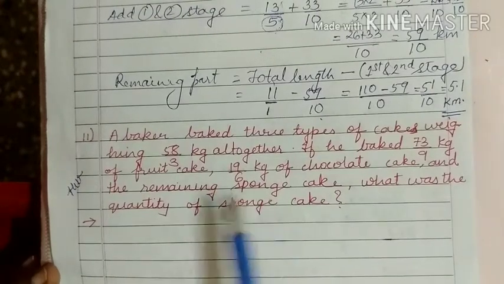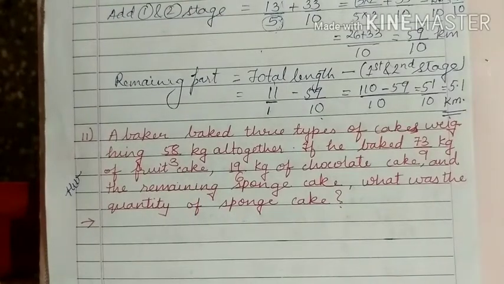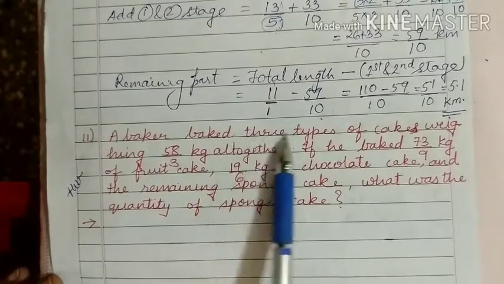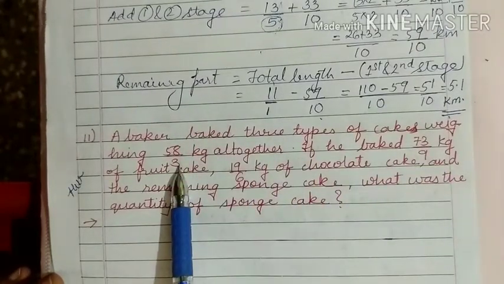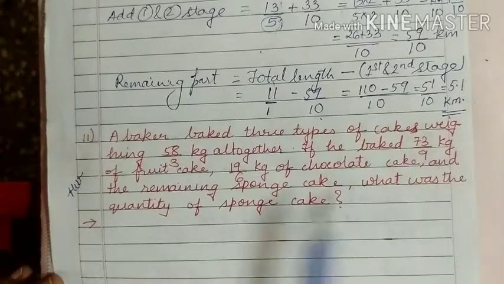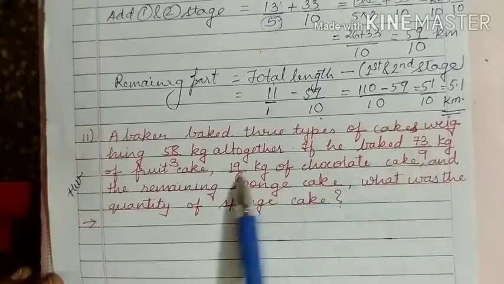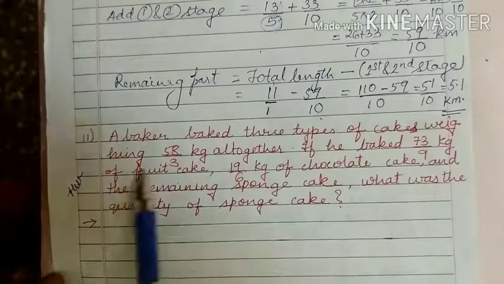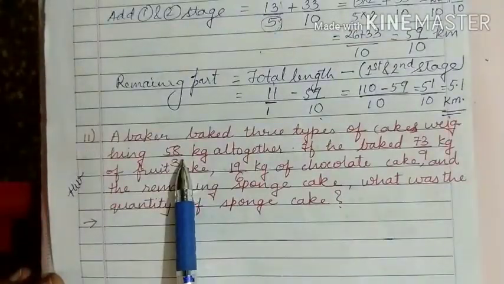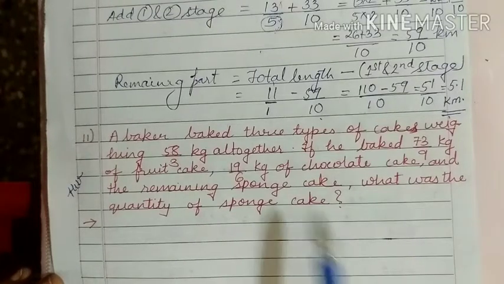Here what you can do is, the total of the 3 types of cake which he baked altogether is 58 by 3. First you need to write that. Then there are 3 types of cake. In that, 2 types of cakes' data is being given. Add those 2 types of cake data. After adding that, subtract it from the total weight, and the answer you will get will be the answer for the sponge cake.